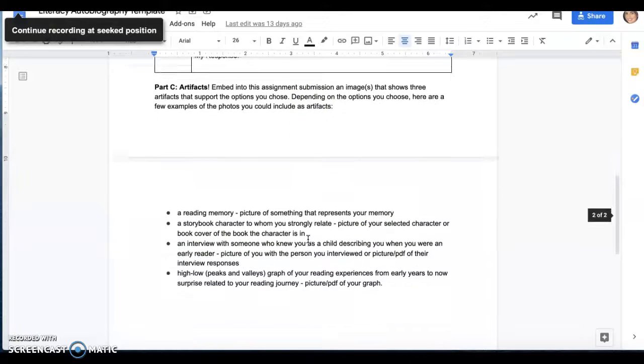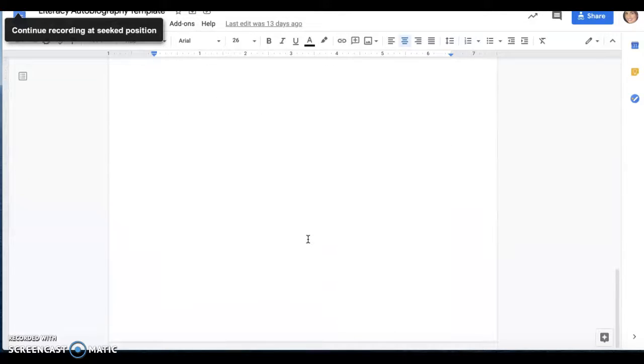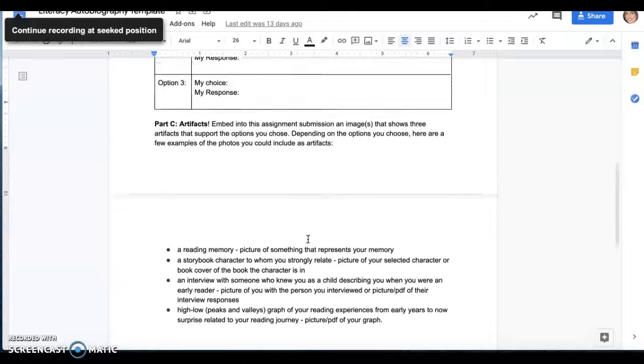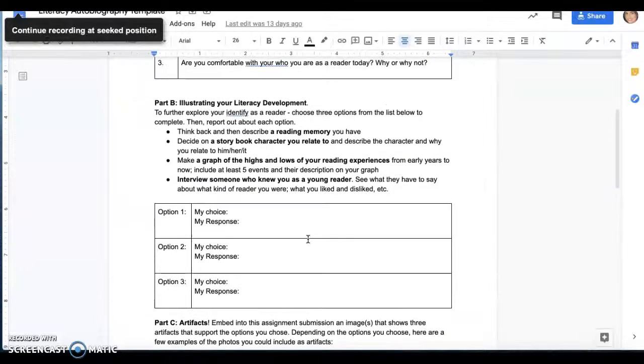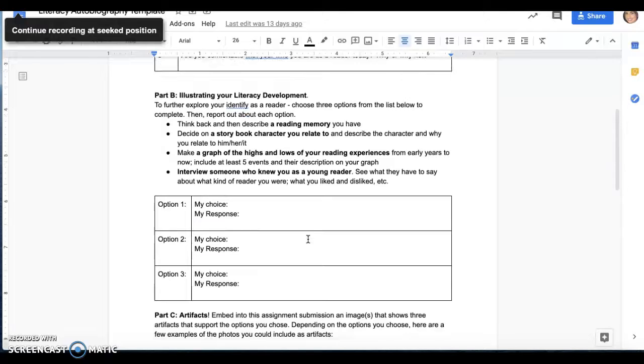Then down below, I want you to include an artifact, which means a picture of each experience. So if you had a reading memory, maybe it's a drawing, or maybe it's an image of something that really represents that reading memory. If it's a storybook character, it can be a digital image of that character, such as Harry Potter. If it's the graph, you would just include the graph. And if it's an interview, you can include a picture of the person you interviewed. You could do a screenshot if you did an interview over the phone or over text, just some sort of image.